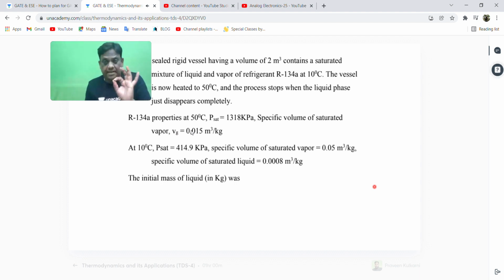We will not waste time. Please read the question. A sealed... Can anyone tell the meaning? Every word has a meaning. Sealed, closed, rigid, constant volume. Has a volume of 2 meter cube.